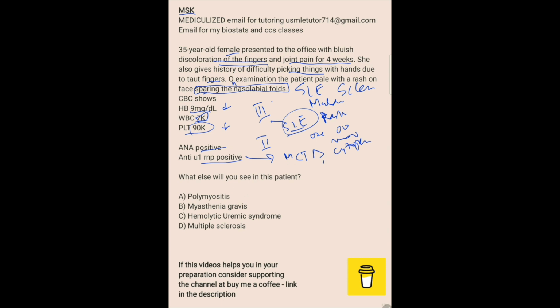So remember, you see 4 connective tissue diseases: SLE, rheumatoid arthritis, polymyositis, and scleroderma. This patient has scleroderma features, also SLE features. So now, what else will you see though? The answer is polymyositis. Myasthenia gravis is the wrong answer.